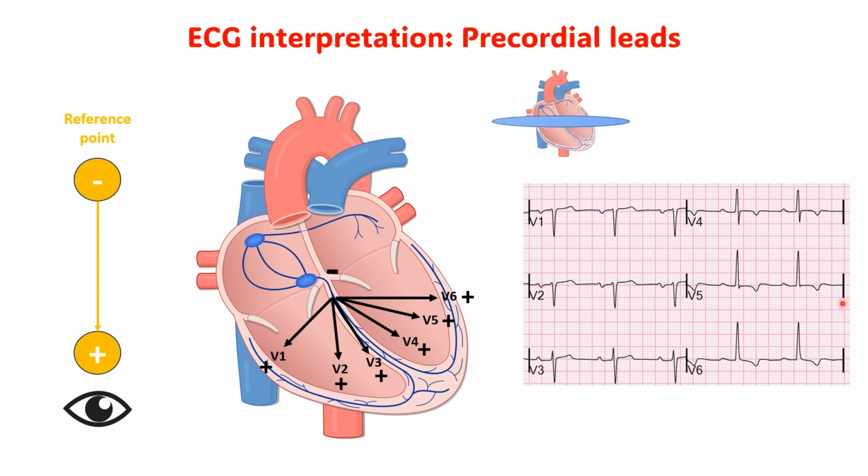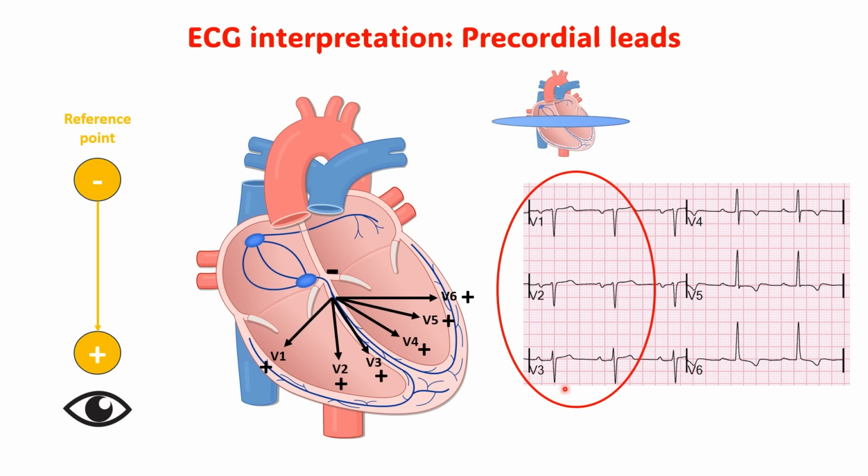When you have precordial or chest electrodes, you can also have posterior electrodes too. So you can have V7, V8, and V9, and they provide a view of the posterior wall of the left ventricle. And this is something I intend to go into more detail in future videos.